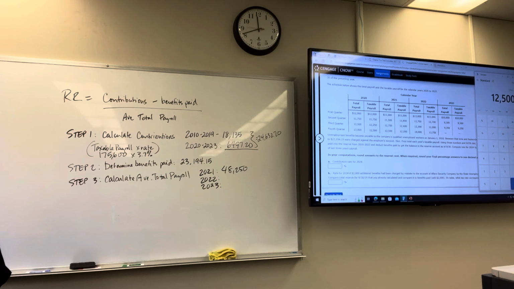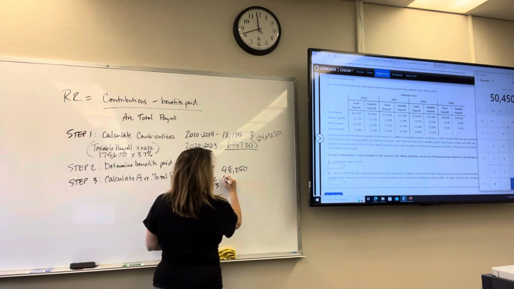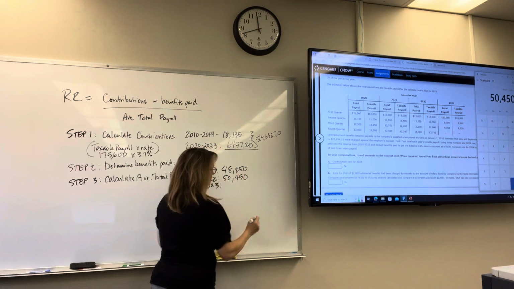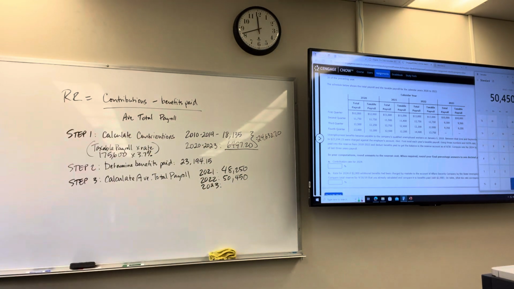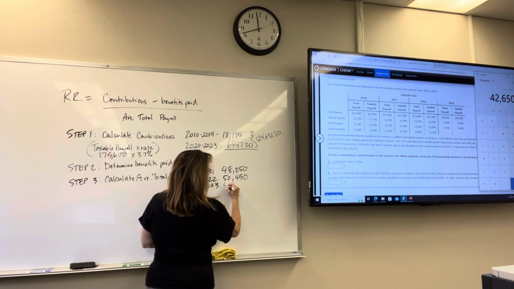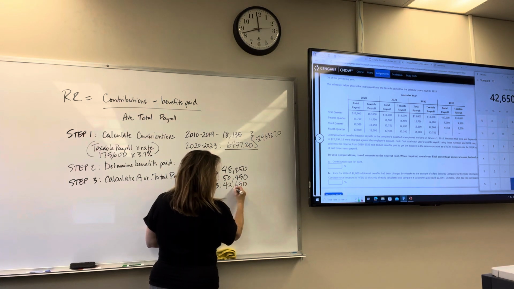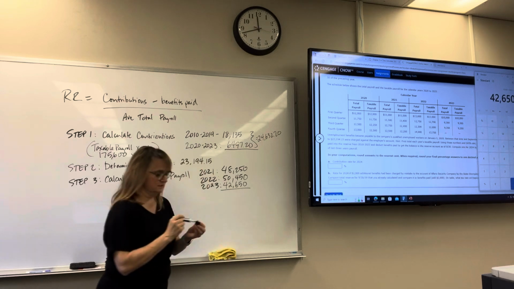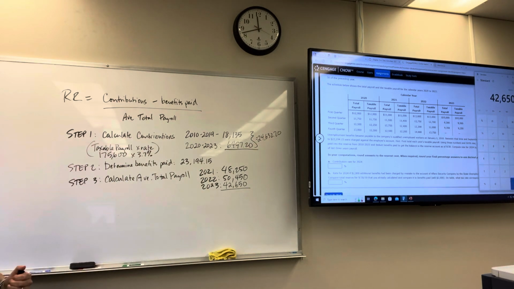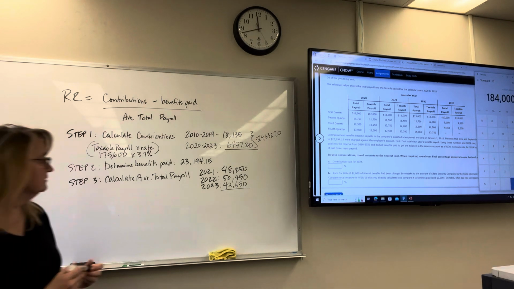And then the second year, 5,450. And then the last year, 14,000. Did I get that right? 42,650. We'll total those and divide it by 3. $184,000. Did I get that right?